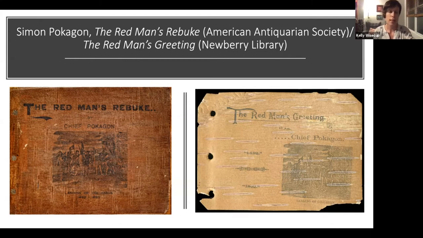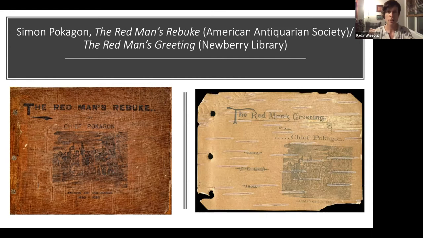Pokagon circulated the pamphlets at the 1893 Columbian Exposition and Chicago World's Fair, an enormous exposition that sprawled over 600 acres on the city's south side and hosted 27 million visitors over about a year. The 1893 fair was dedicated to celebrating the 400th anniversary of Columbus's so-called discovery of America, as well as Chicago's reputation as a Midwestern site of industry and what fair organizers called progress.